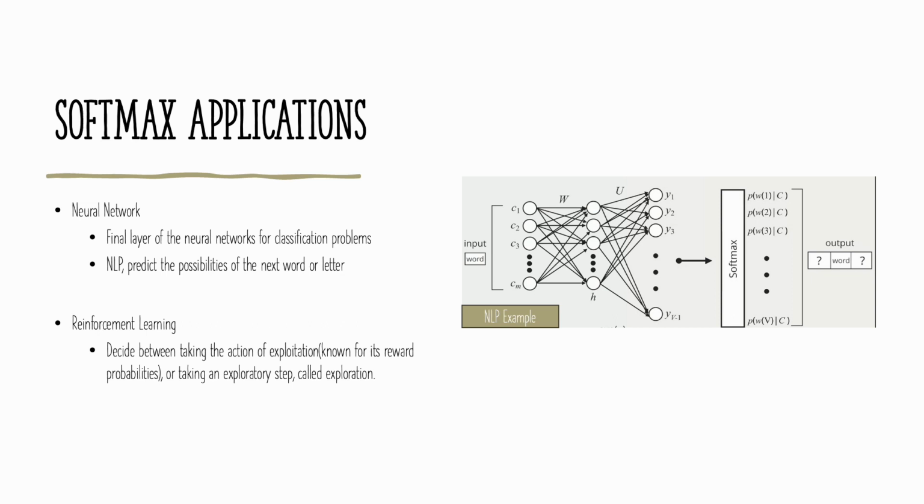Softmax is also commonly used in natural language processing. For example, in an LLM, softmax is used to predict the next word or next token in the sentence. Similarly, softmax also plays a role in reinforcement learning. For example, using the softmax function to decide between taking the action of exploitation, known for its reward probabilities, or taking an exploratory step called exploration.